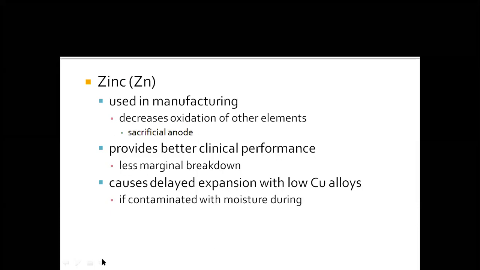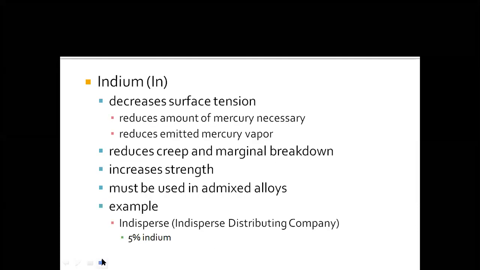It reduces the amount of mercury necessary because it helps in reacting with the mercury. It reduces emitted mercury vapor also. It reduces creep and marginal breakdown. It increases strength. It must be used in admixed alloys. So this is what your indium does.